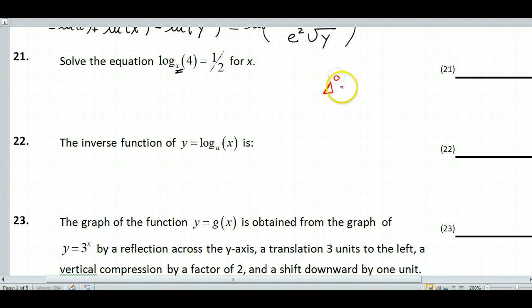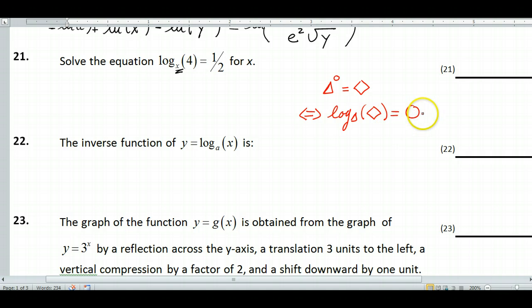Here's a circle. If this is equal to that, then this is the same thing as what? That's the input, that's the output. So I'm taking the log. What's the base of the log? The same as this base right here, the base of the exponential. Now the output becomes the input, and the input becomes the output. So that's what I'm going to do right here, right?